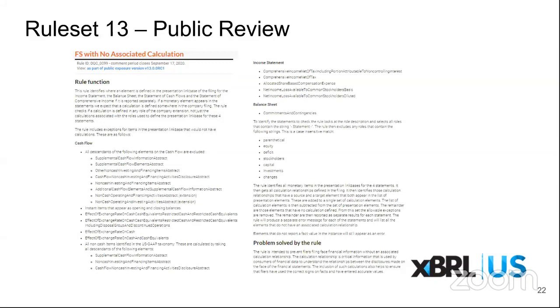The way this rule works, it goes and looks at your financial statement and says, okay, you've reported all these items, for example, in your balance sheet, so we would expect that there is an associated calculation with each of those items. Then the rule checks that those calculations are included in the filing. If they're all there, then that's fine. But if there are calculations missing, then it's going to report those.